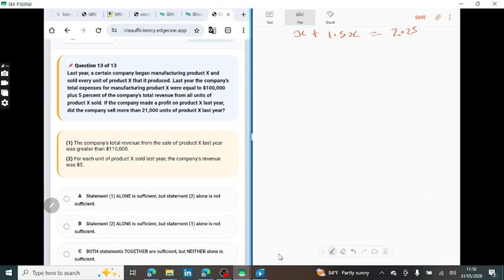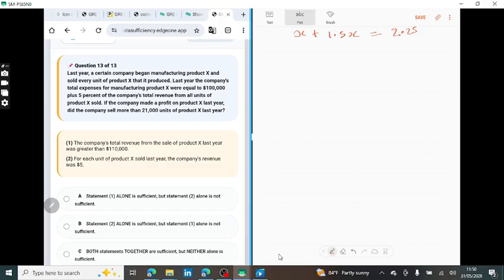Last year, a certain company began manufacturing product S and sold every unit of product S that it produced. Last year, the company's total expenses for manufacturing product S were equal to $100,000 plus 5% of the company's total revenue from all units of product S sold. If the company made a profit on product S last year, did the company sell more than 21,000 units of product S last year? So what I said last can be a clue to this.